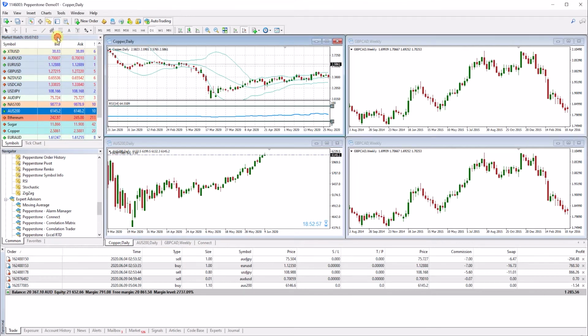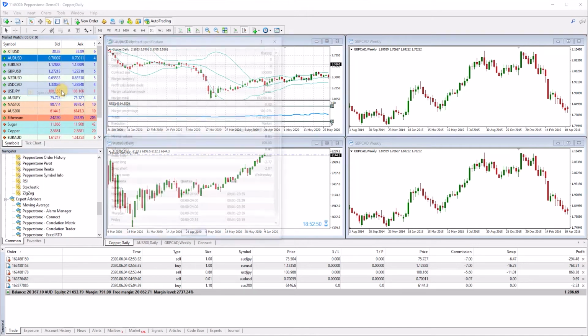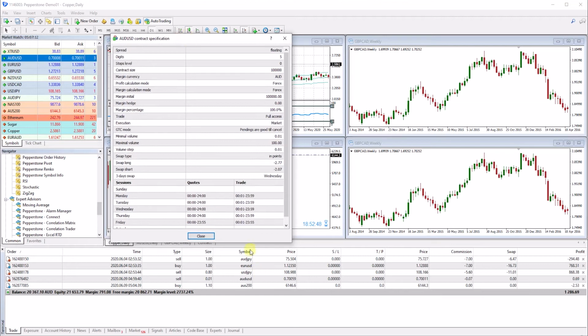Make sure you've got this here. Now right click on whichever symbol you want to look at. So let's look at Aussie US. Right click, select specification, and here we go. So there's a lot of information on this and we can go through it one by one.